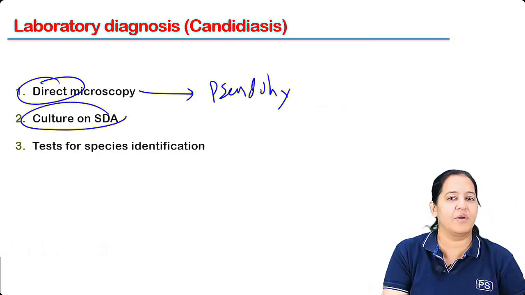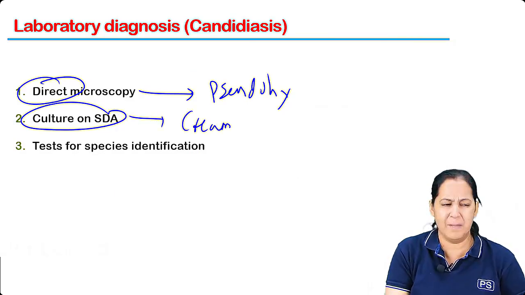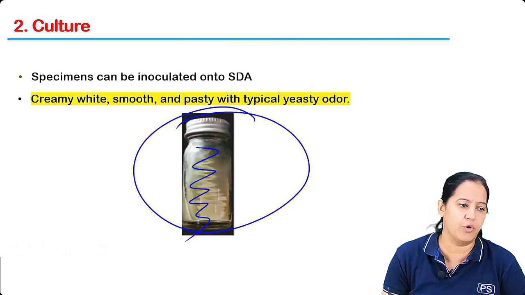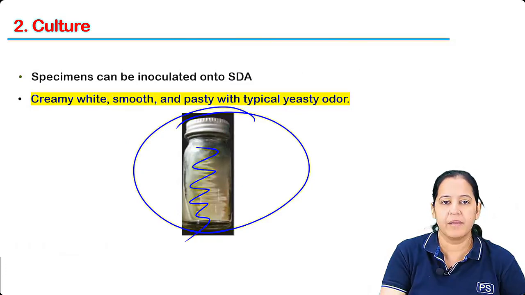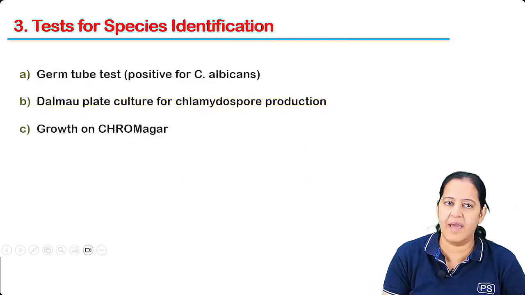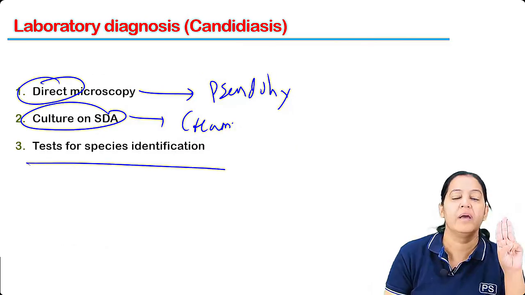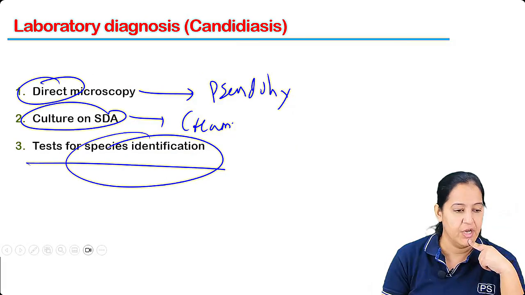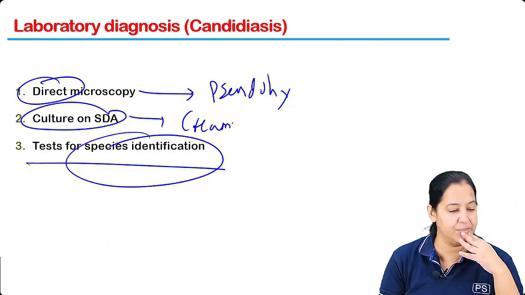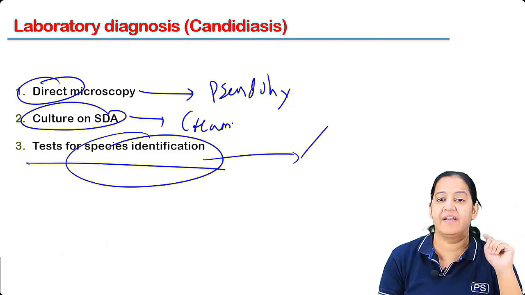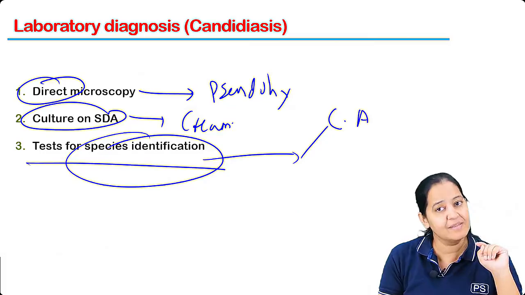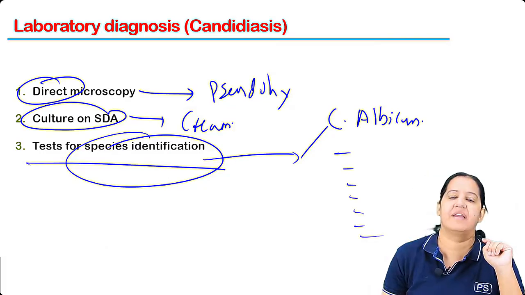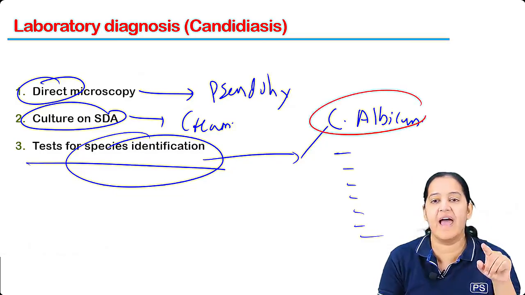Coming to culture on SDA, cream colony. Nothing important, it will not come. It has cream white smooth colonies. And the third one, test for species identification. What do you mean by test for species identification? It means there are many types of Candida. Candida albicans is the most common. Apart from that, we have many other Candida. So how should I differentiate Candida albicans from others?